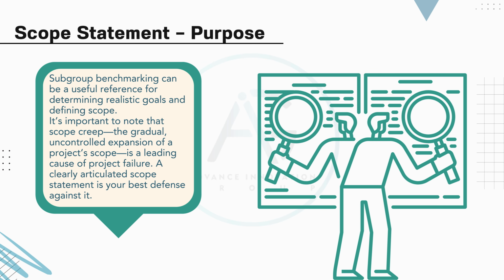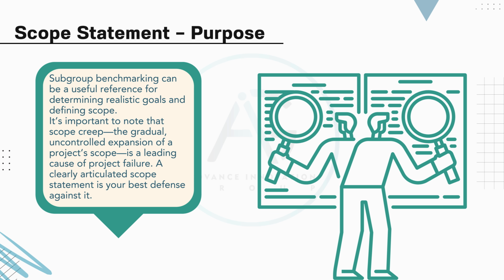Now, one of the biggest risks in any project is scope creep, the gradual, uncontrolled expansion of a project's goals or deliverables. It often leads to missed deadlines, budget overruns, and even project failure. A clear, well-communicated scope statement is your best defense against this.